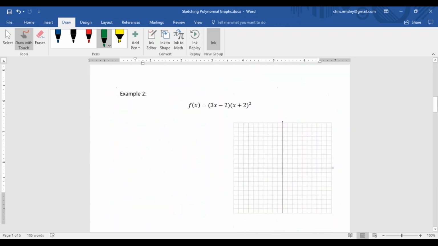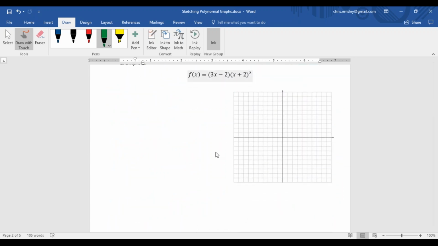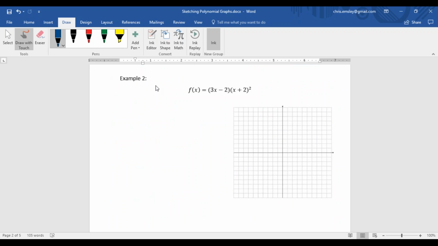Okay, let's look at another one. Again, just get used to that procedure. Start with your x-intercepts. Again, this one's factored for us, so that's kind of nice.